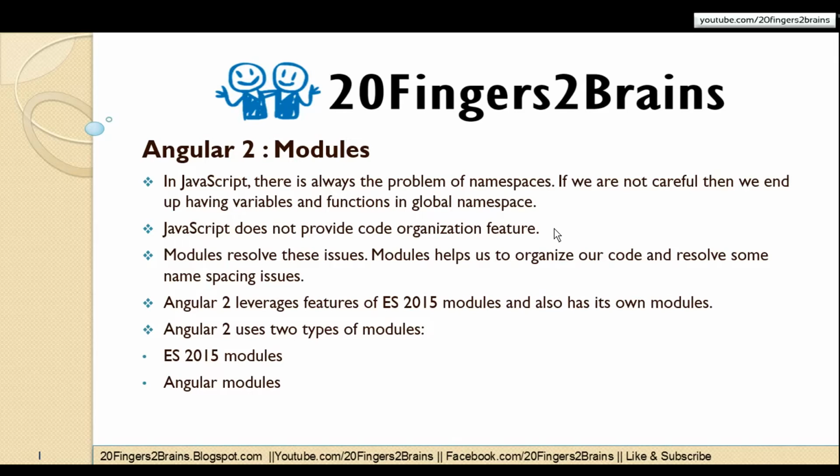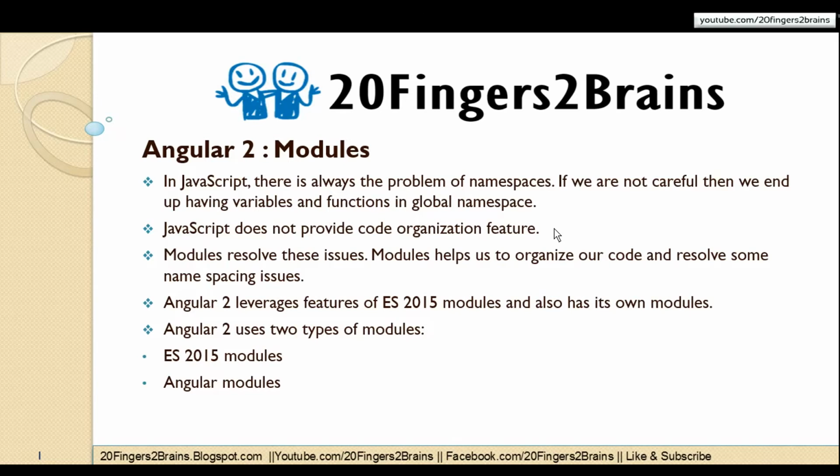So modules resolve these issues. Modules help us to organize our code and resolve some namespacing issues. We will see how it helps us in organizing our code and resolving the namespacing issues. Angular 2 leverages features of ES 2015 modules and also has its own modules. So basically we are going to discuss two types of modules here, ES 2015 modules and Angular modules.